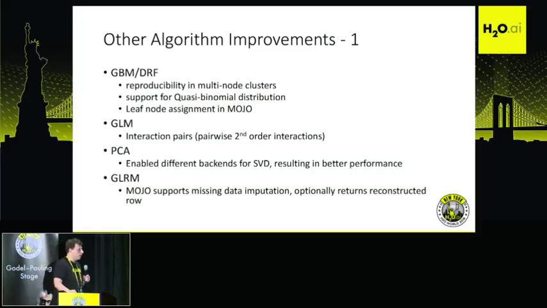So you can specify exactly the second-order interactions you want to explore in GLM. In PCA, some versions or parameterizations of PCA depend on singular value decomposition, and we added new backends for calculating SVD, and that's again resulting in better performance. In GLRM, we added support for missing data imputation, and similar to the output of autoencoder, you can optionally also get the reconstructed row on the output.